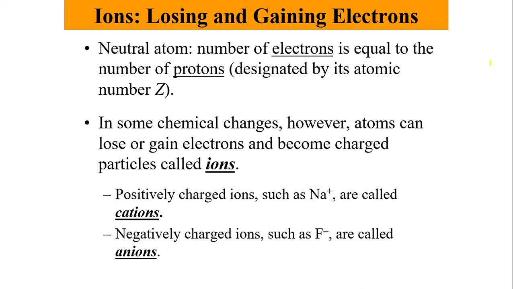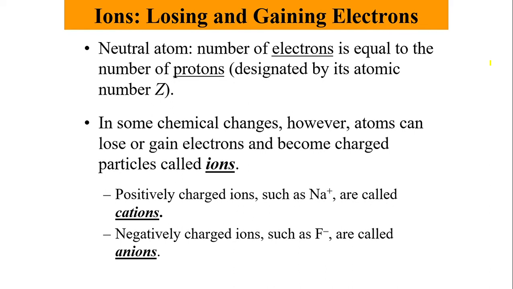In a neutral atom, the number of electrons is equal to the number of protons. In other words, it's designated by its atomic number, Z. But during many chemical changes, atoms can lose or gain electrons and become charged particles called ions. Positively charged ions, for example, the ion of sodium that I'm showing there, are called cations. And negatively charged ions, such as the one I'm showing there for fluorine, are called anions.